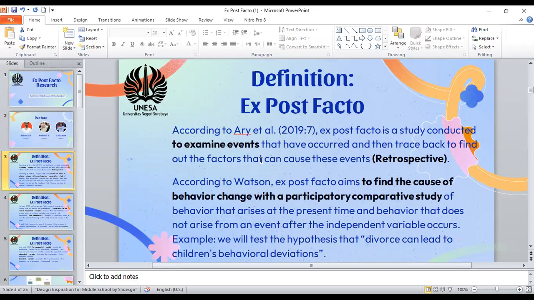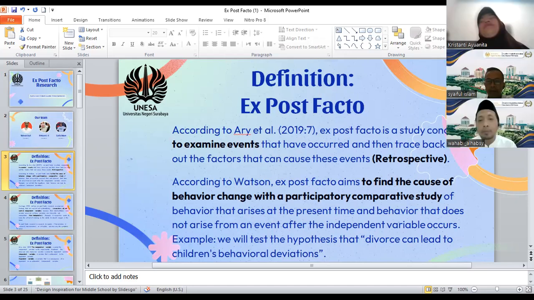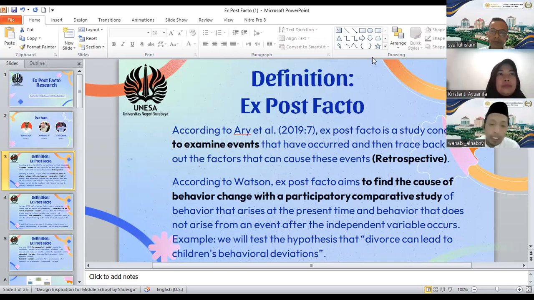Then according to Watson, ex post facto aims to find the cause of behavior change through a comparative study of behavior that arises at present and behavior that doesn't arise from an event after the independent variable occurs. For example, we will test the hypothesis that divorce can lead to children's behavior deficiencies.